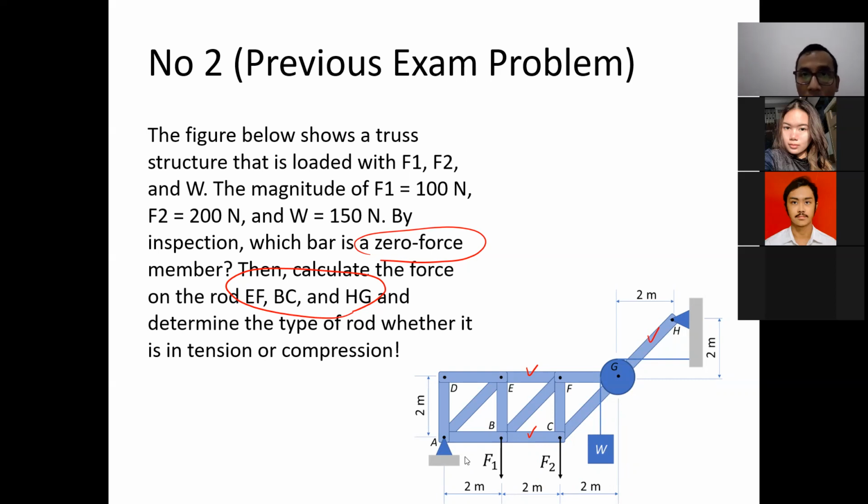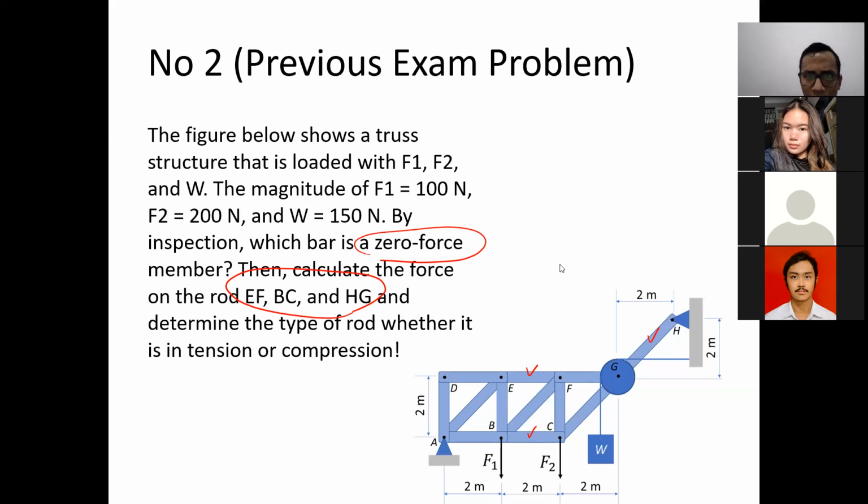Wait a minute. I will ask one of you to help me. Alberto Hans. Yes, sir. Alberto, are you an international student or regular student? International. Okay, international.